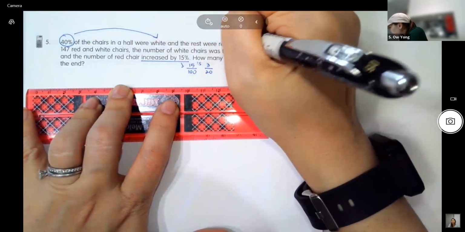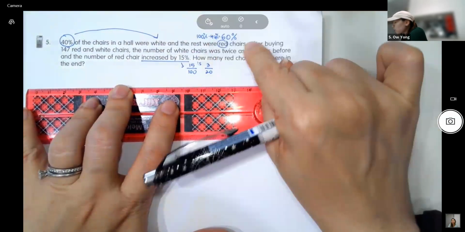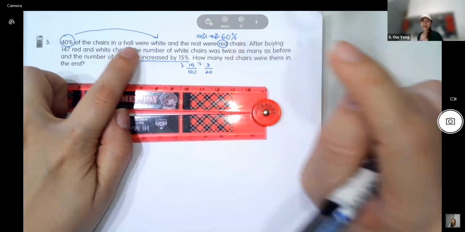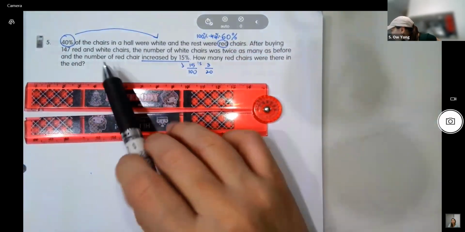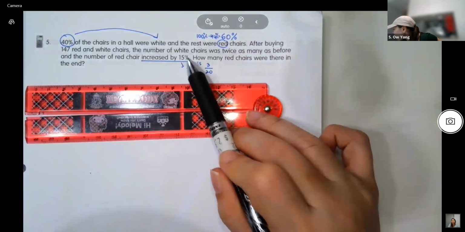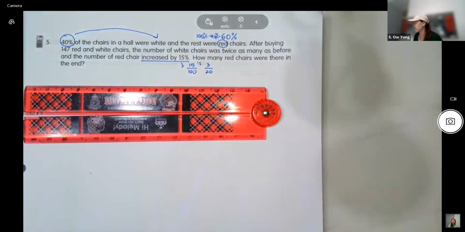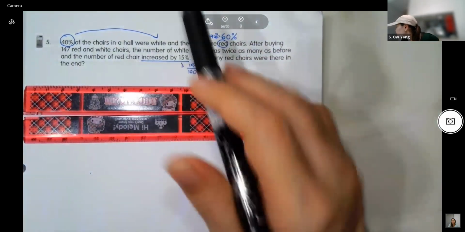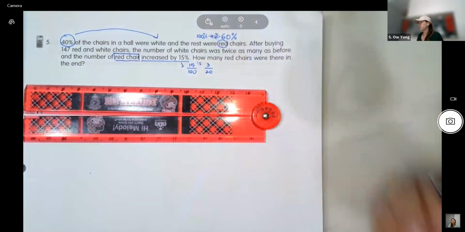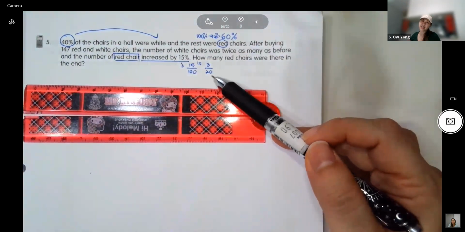Okay, now they say 40% of the chairs were white, while the rest are red. I know that 100 minus 40% is 60%. So I know that 60% are red chairs, 40% are white chairs. And they say the red increased by 15%. So is there any link between the 40 and 15? No link. Increase by 15% means I am taking my red chairs as the 100%. Increase by 15% can also mean increase by 3 out of 20.